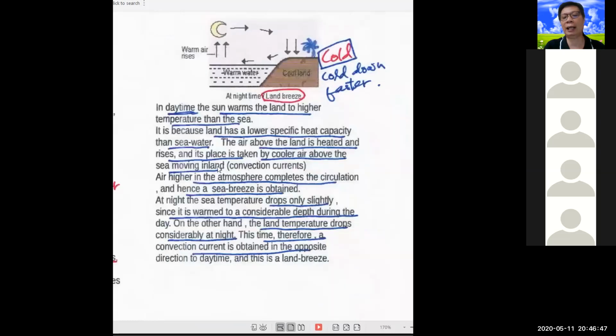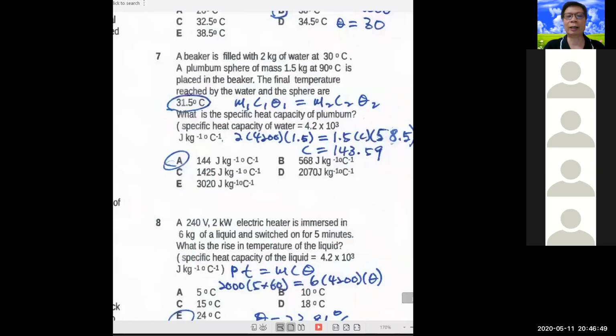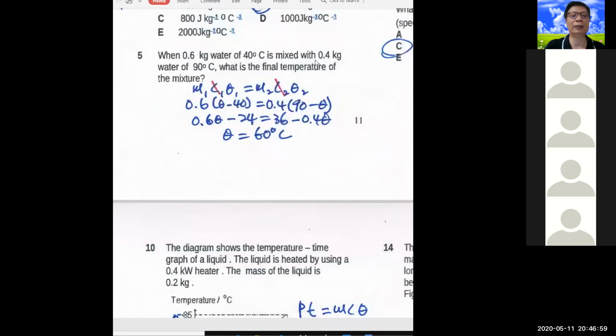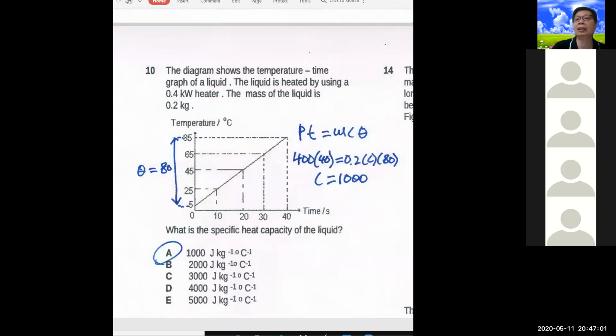okay? All right, and then we have finished question 1 to question 9, our last lesson. Okay, now supposed to be question 10. Okay, look at question number 10. You see the answer? How to calculate? What is the specific heat capacity of the liquid? Okay, because the liquid is heated by using a heater. Heater is 0.4 kilowatt. The mass is 0.2.